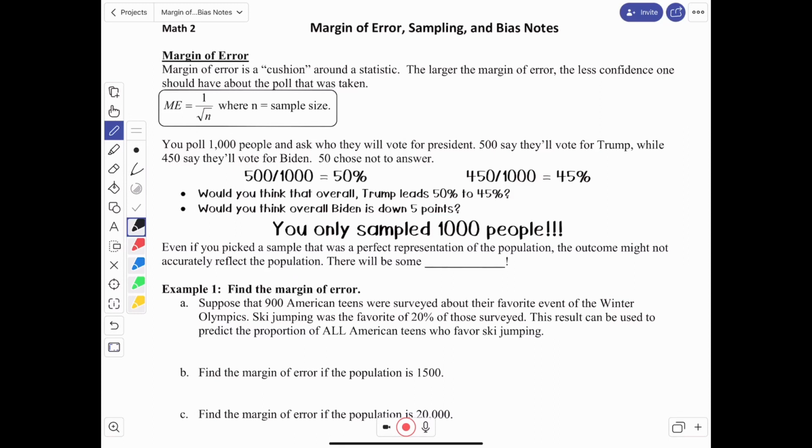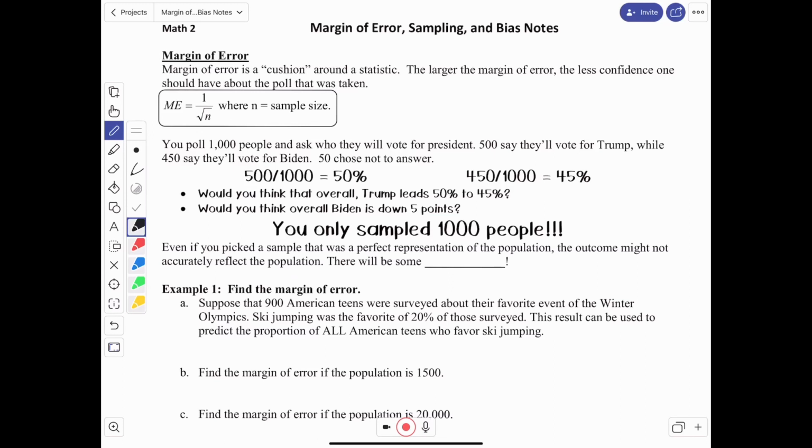So margin of error is a cushion around a statistic. The larger the margin of error, the less confidence one should have about the poll that was taken. So the formula for margin of error is 1 over the square root of n, where n is the sample size. So for example, if you poll 1,000 people and ask who they will vote for president, 500 say they'll vote for Trump, while 450 say they'll vote for Biden, and 50 chose not to answer.